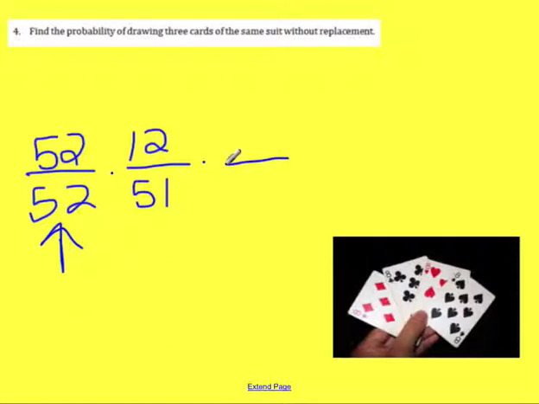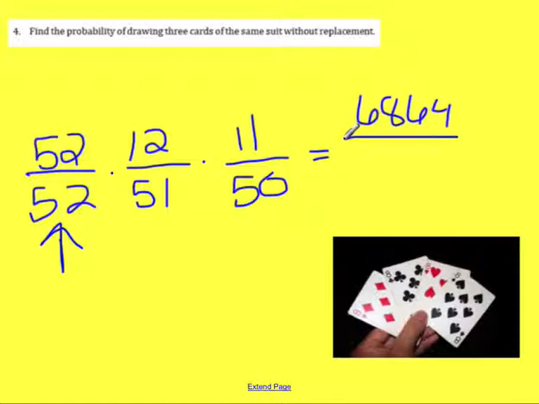Again, we're going to assume that we draw one of that suit out again. So now we only have 50, and we only have 11 there. So now we can go ahead and multiply across the top. So 52 times 12 times 11. That's going to give us 6,864. And then 52 times 51 times 50, you can multiply all of those together, and you're going to get 132,600. So now you're going to do 6,864 divided by 132,600. And when you do that, you end up getting 0.05.